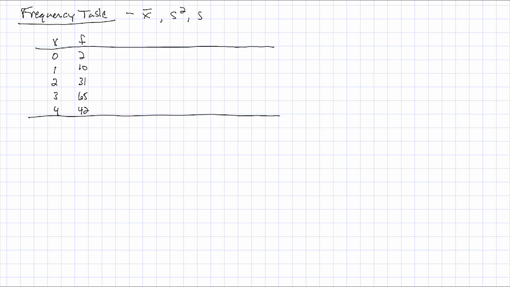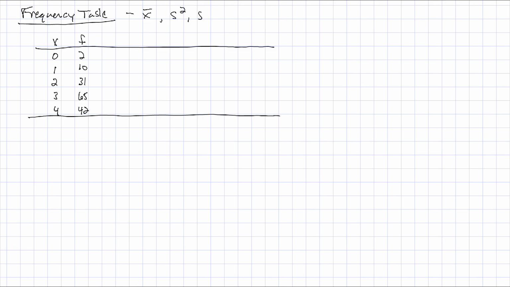So we have two cages where none of those mice acquired an infection, 10 cages where 1 mouse acquired the infection, 31 cages had 2 mice get infected, 65 cages had 3 out of the 4 infected, and 42 cages had all 4 mice get infected. So our question for this frequency table is: what is the mean, what is the variance, and what is the standard deviation? These would be standard questions that I would ask for these frequency tables.